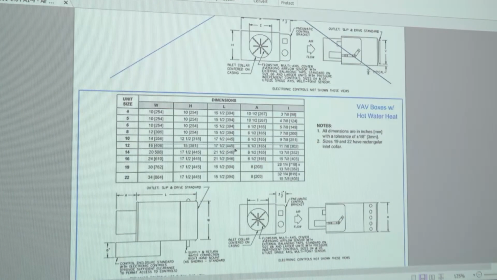This is just a little bit more of the different size boxes and dimensional data that you'll see on these. You have a variation from unit sizes from size 4 up to, I believe, a size 16. As the sizes get larger, obviously it contributes to having larger airflows. A lot of them in this building do range between that 6 and 10 inch VAV box.